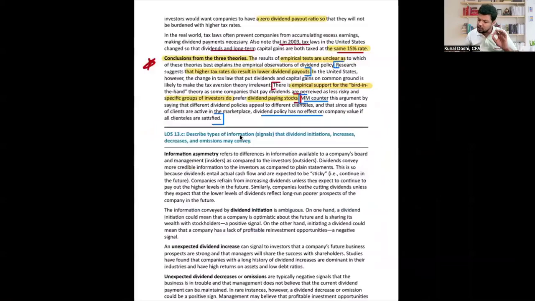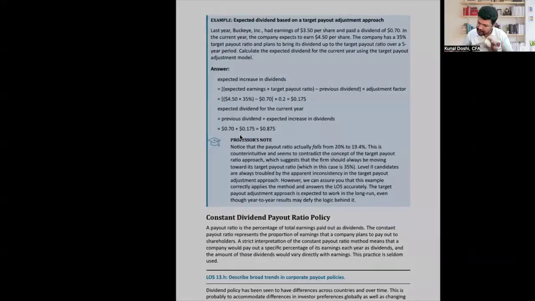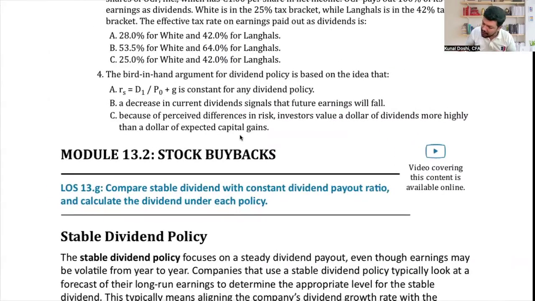Let me show you a question related to this. The bird in hand argument for dividend policy is based on the idea that: A, dividend over price, that is dividend yield plus growth, is constant? No. B, a decrease in current dividend signals that the future earnings will fall. Possible, right? Bird in hand means today the dividend is more valued, correct?